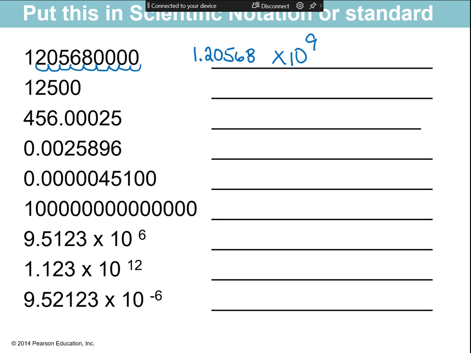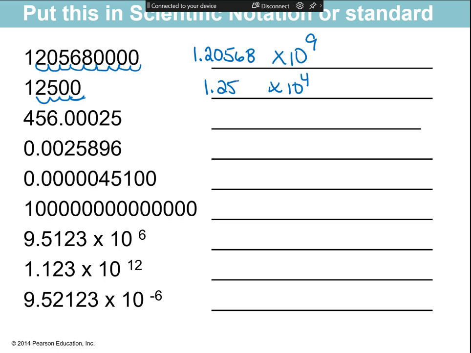So what about 12,500? It's going to end up being times 10 to the 4th because it's bigger than 1. 1, 2, 3, 4. 1.25. No decimal place, so I'm just going to keep 1.25. Those two zeros get dropped off. Those ones are kind of helpful to put it in scientific notation. Sometimes it doesn't really make it easier because this one, all those are significant figures. So I have to keep them all.